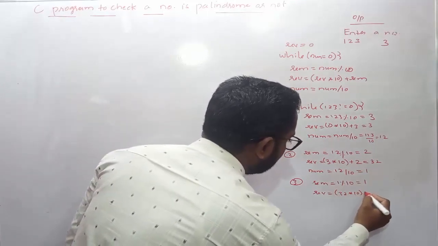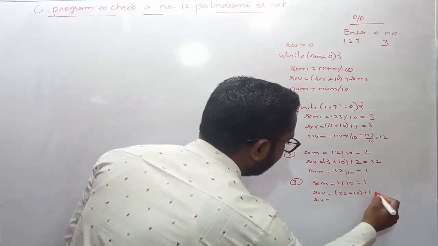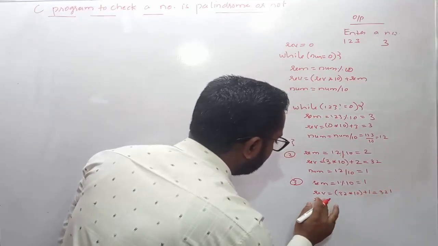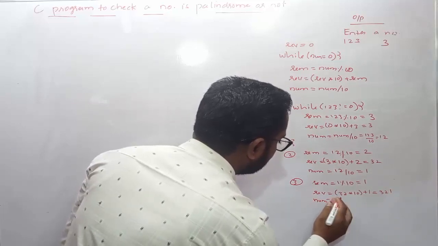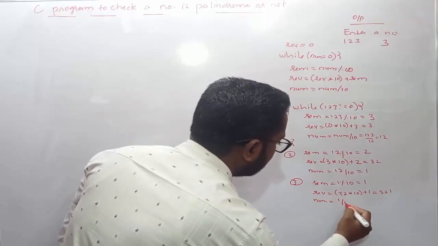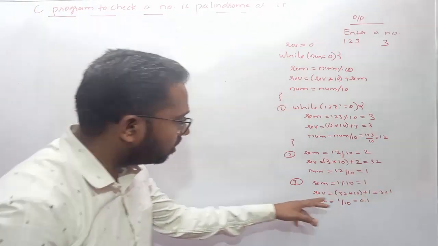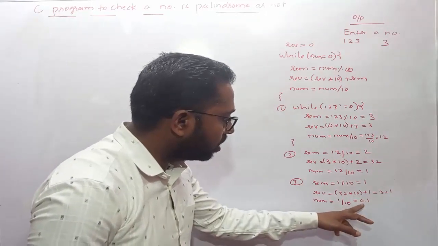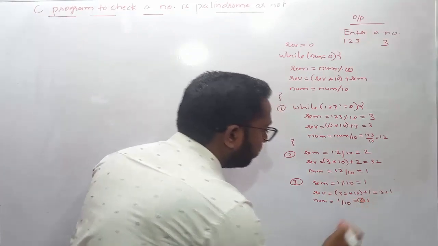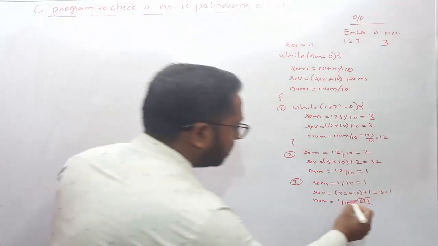32 into 10 plus remainder. Remainder is 1 and we will get 320 plus 1, 321, and here num is equals to, num value is 1 by 10, which is 0.1. After third iteration, we have got reverse value as 321 and num equals to 0.1. So now num, we will be considering num only 0 because here we are dealing with integer and we are just skipping this 0.1. We will consider 0.